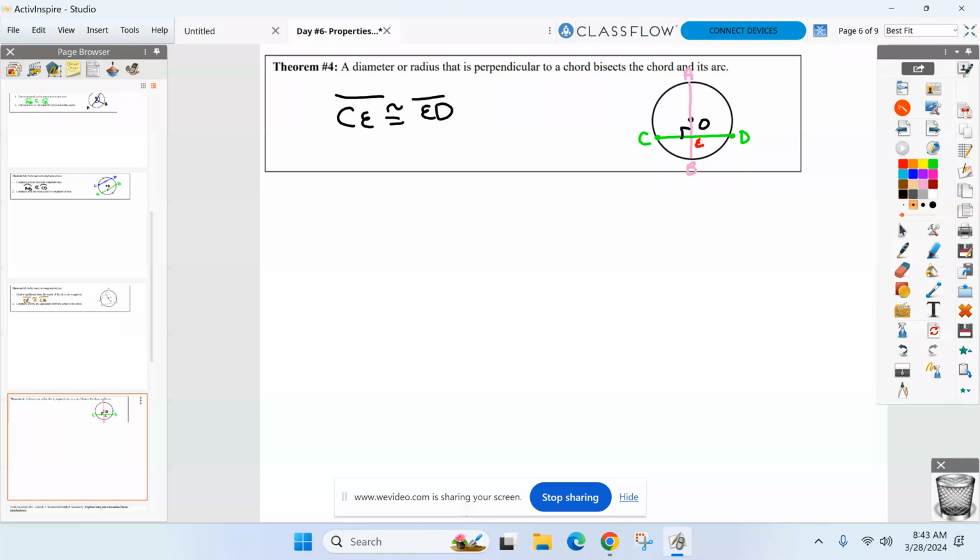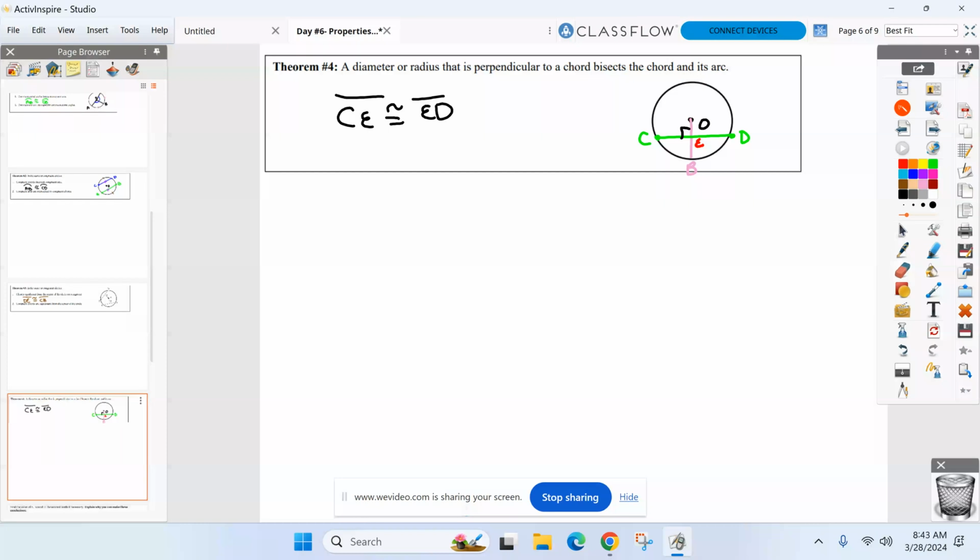A diameter perpendicular to a chord bisects the chord. And I'm not even done with this one yet. It is going to be rare that you guys will see the full diameter drawn in. You might see this. What's that pink piece now? The theorem still works because a radius is part of a diameter. The theorem still works even if it's a radius perpendicular to a chord.